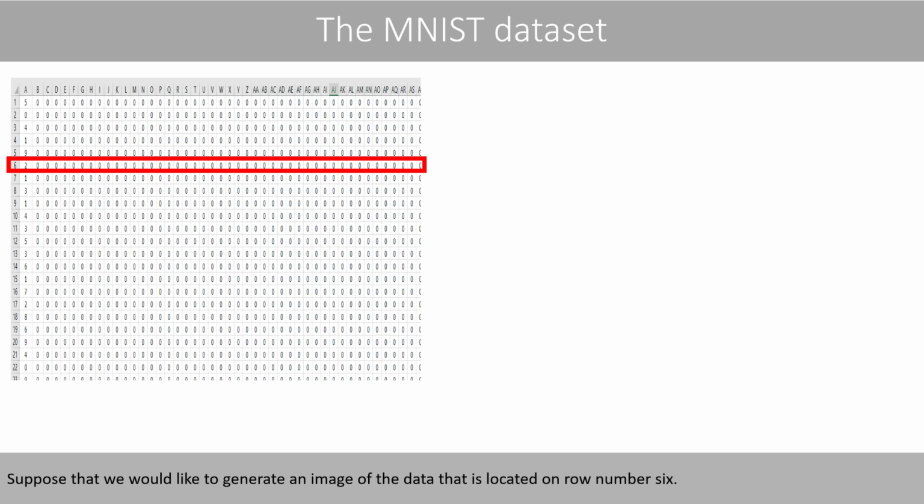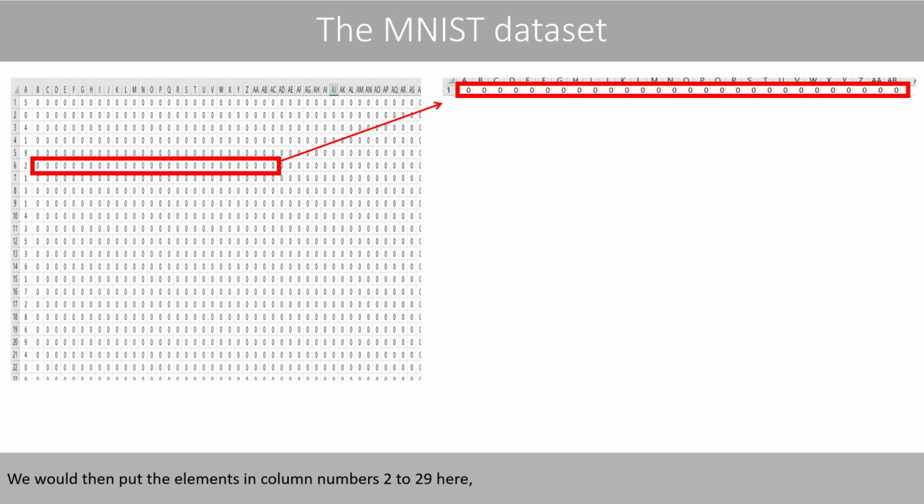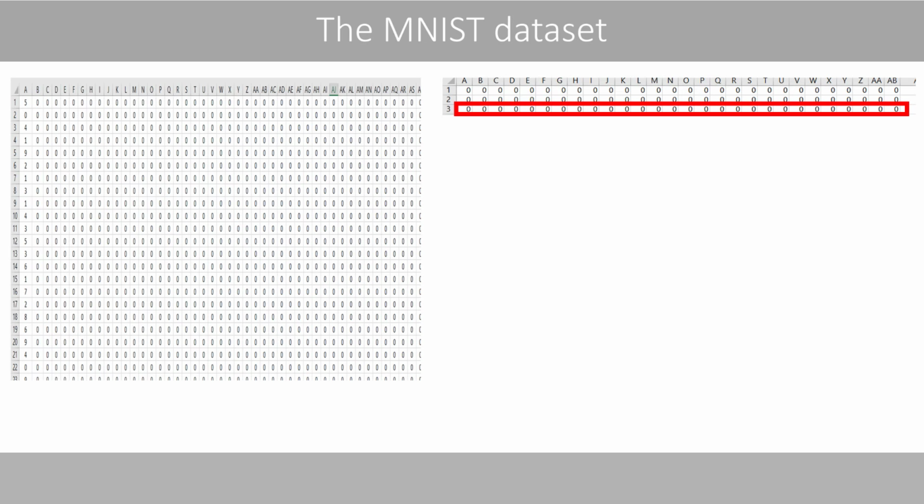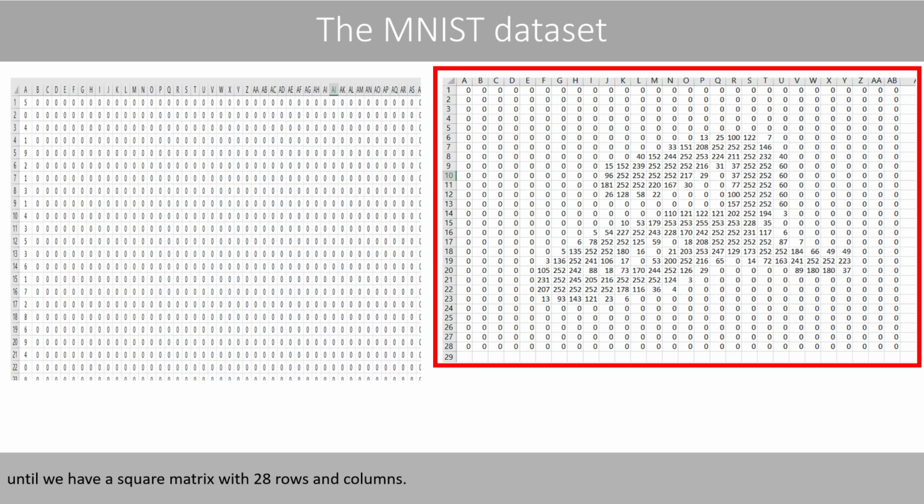Suppose that we like to generate an image of the data that is located on row number 6. We would then put the elements in column numbers 2 to 29 here, then the next 28 elements here, and so forth, until we have a square matrix with 28 rows and columns. This image is supposed to represent a handwritten 2.